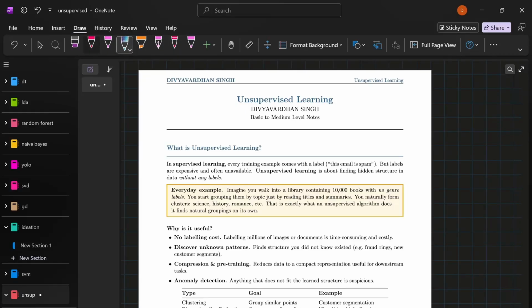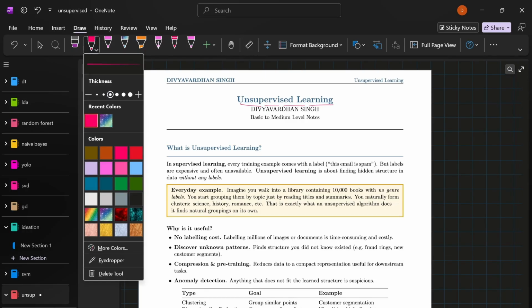So today we are diving into one of the most fantastic topics in machine learning, that is unsupervised learning. Okay, so first of all you might ask, what is this unsupervised learning and why are we using it? Okay, so let me just give you a context about it.